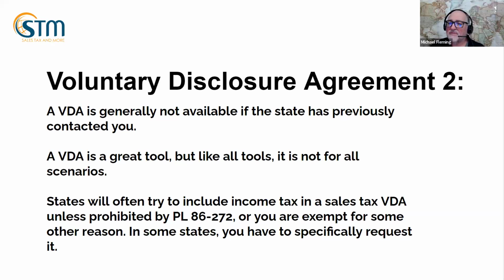As we talked about, a VDA is a great tool, but like all tools, it's not for all scenarios. States will often try to include income tax in a sales tax VDA unless it's prohibited by Public Law 86-272 or you're exempt for some other reason. In some states, like California, you have to specifically request an income tax VDA, because there are 2 separate entities that handle that. But in most states, like Texas, they're going to make you do the franchise tax VDA in conjunction with the sales tax VDA. That's one of the drawbacks of the program, but this is a great tool. You just have to know when to use it.